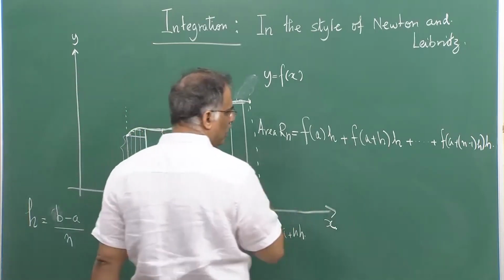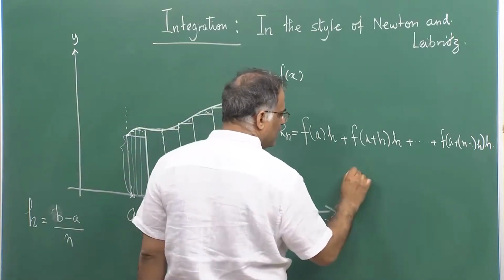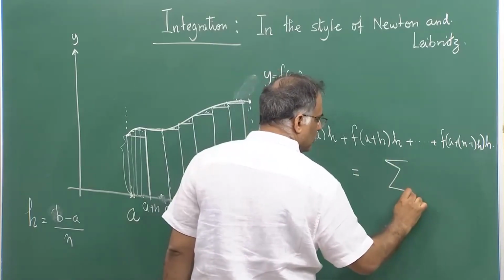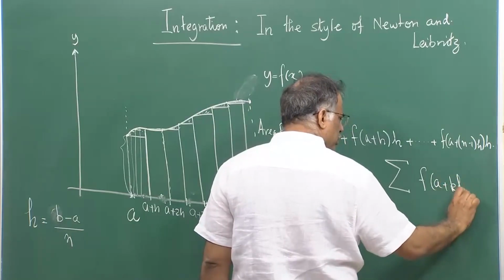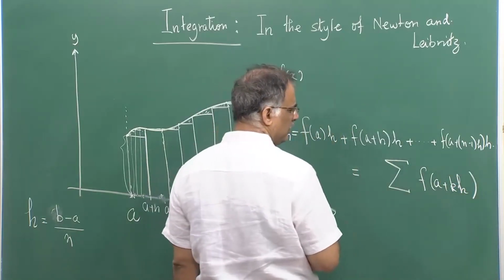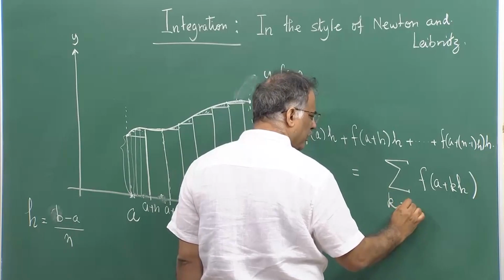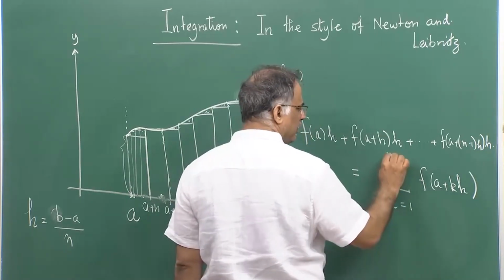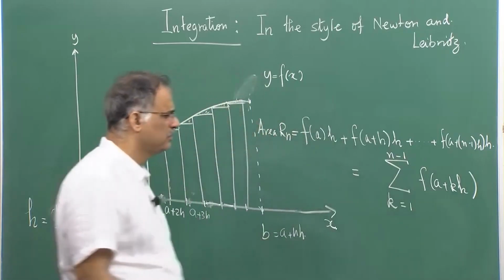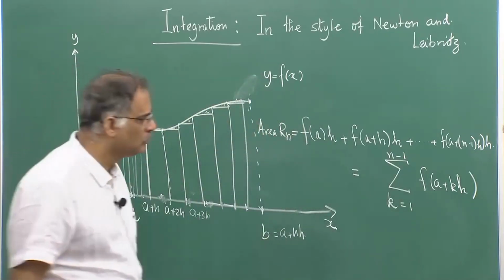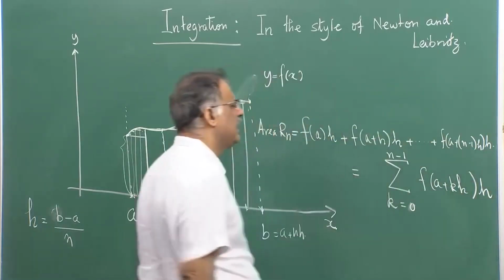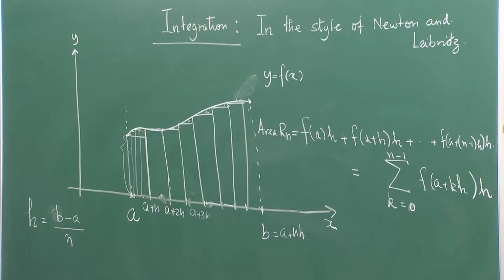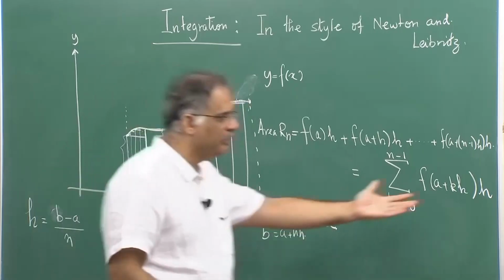So, what is this? You can write this as the summation of f of a plus kh, where k is equal to 0 to n minus 1, and that into h. So, that is exactly what I have. But we have said that the area finally comes out in a limiting sense in what we are doing.